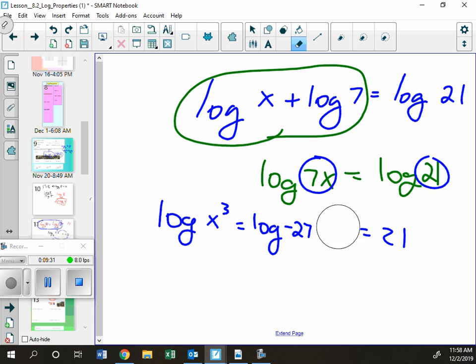Let's say you came out with this after you did some work to get it down to one log on each side. People sometimes just happily plod along and say, so x to the third is negative 27 and x is therefore negative 3. But it's wrong for two reasons.